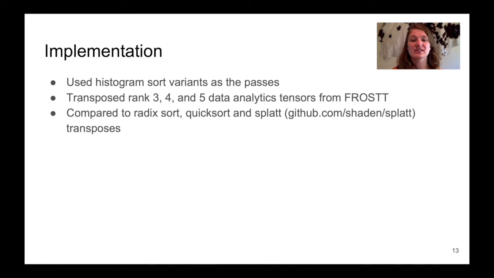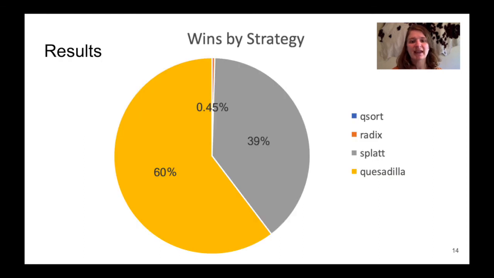To see whether the schedules produced by the Quesadilla algorithm would work in practice, we implemented the passes as histogram sorts, and then tested the schedules by running them for all permutations of 12 different data analytics tensors from the FROSTT dataset. We compared Quesadilla to 3 types of sorts: quicksort, radix sort, and splat sort. Splat sort is a state-of-the-art hybrid radix and comparison-based sort. We found that Quesadilla was the best strategy in 60% of all permutations that were tested, and overall performed significantly better than radix sort, showing that omitting passes can be helpful in practice.